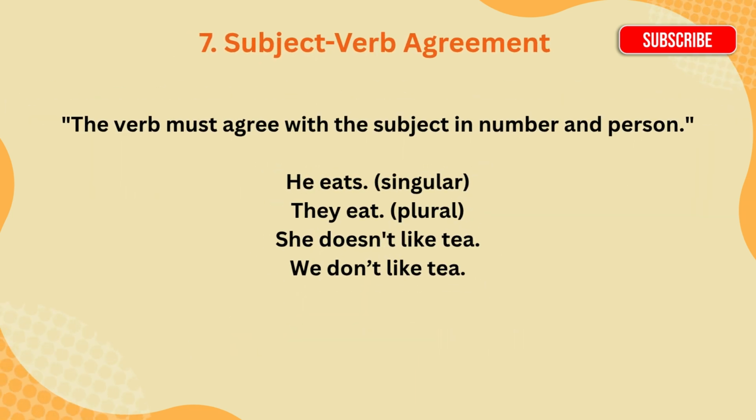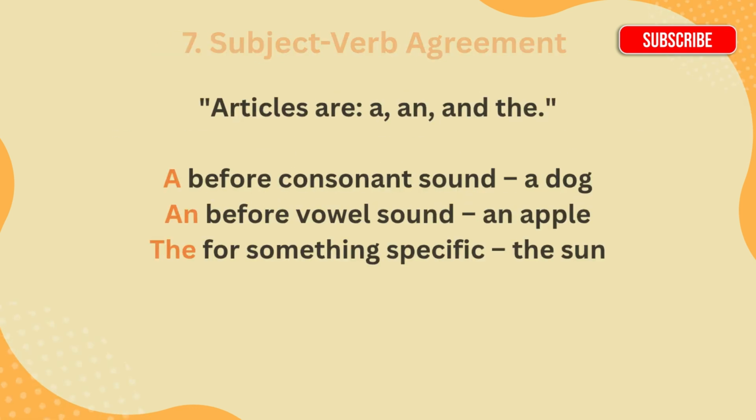7. Subject-verb agreement. The verb must agree with the subject in number and person. Singular: he eats. Plural: they eat. Singular: she doesn't like tea. Plural: we don't like tea.